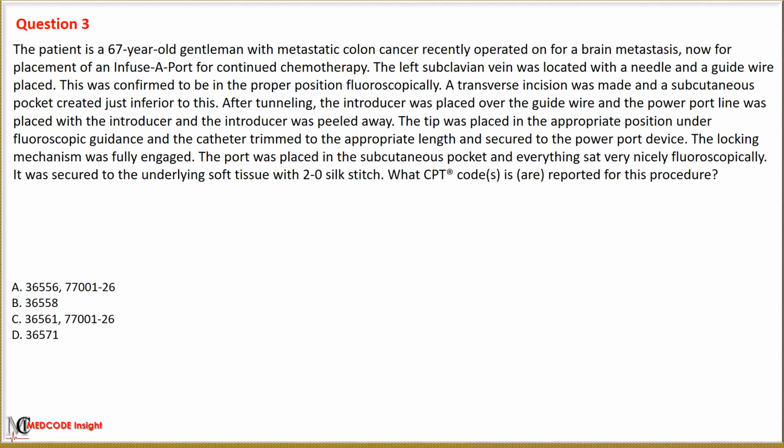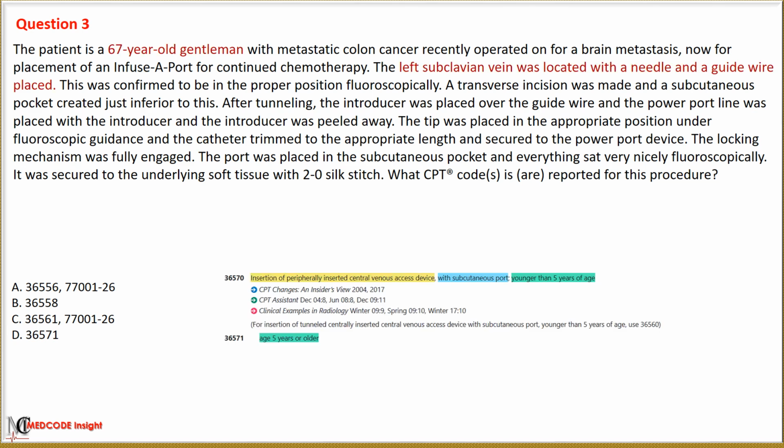Option A with code 36,556, 77,001 along with modifier 26. Option B with code 36,558. Option C with code 36,561, 77,001 along with modifier 26. Option D with code 36,571. To solve the scenario, first find how the catheter was inserted.